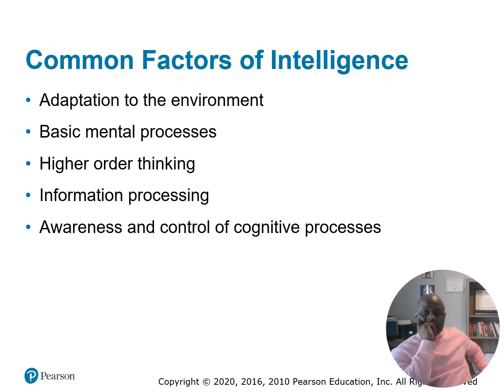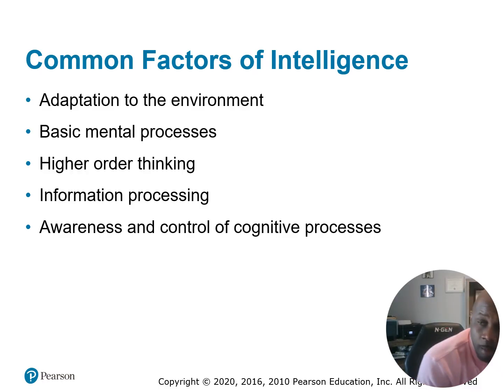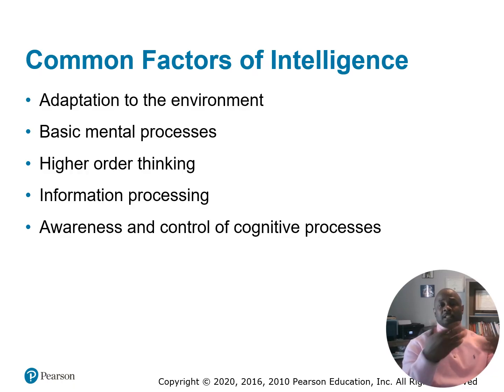The common factors of intelligence are the way an individual adapts to their environment, their surroundings, basic mental processes, and higher order thinking. Again, in education we always say we want to get individuals to higher order thinking, where they're not just remembering or regurgitating the content that they learned. They're able to grow, stretch, analyze, and create with the material, right? Information processing: we want awareness and control of cognitive processes. Can they control their cognitive processes? Are they able to utilize cognitive processes to help them function in a state where they are effective in whatever task they're trying to do?